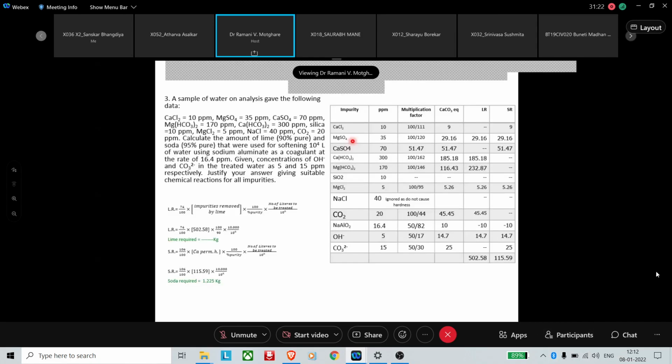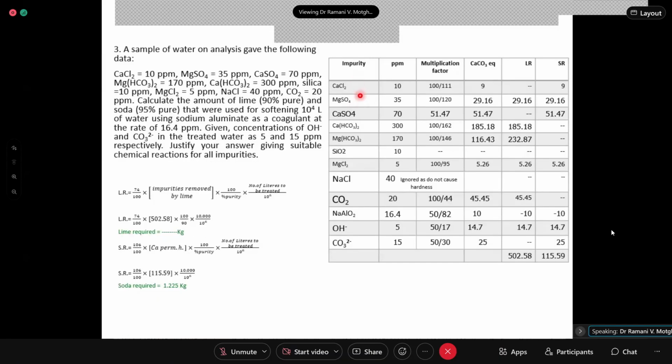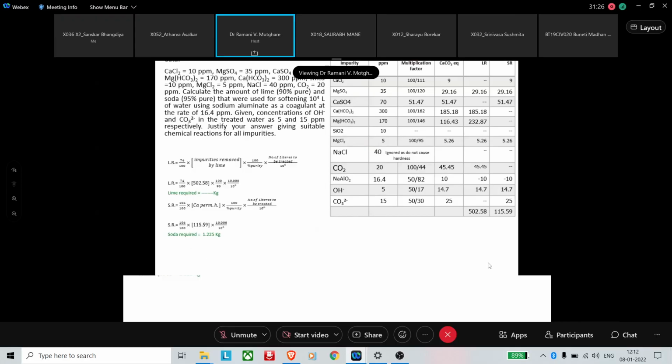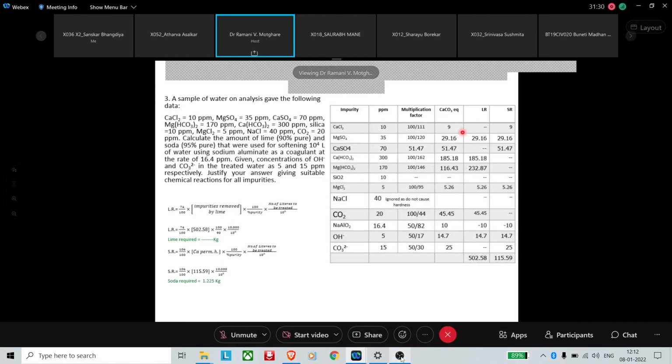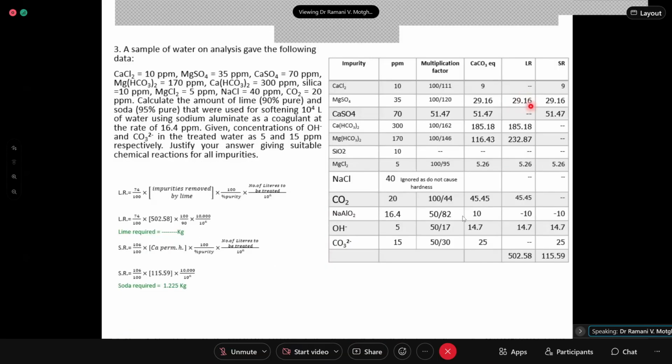Plus lime, Ca(OH)2, giving you CaSO4. Now that CaSO4 will require soda for its removal, so both the reactions will come. So you are writing these equivalents in LR column as well as SR column. Soda required. Okay. Then coming to calcium sulfate. Now calcium sulfate is again calcium permanent hardness.